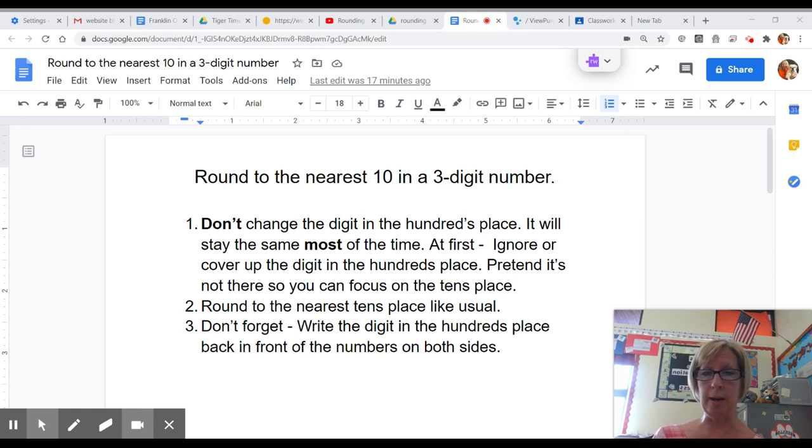A few things I want you to look at. Some are new, some are not. Number one says, don't change the digit in the hundreds place. It will stay the same most of the time. So at first, I want you to ignore or cover up the digit in the hundreds place. Pretend it's not there so you can focus on the tens place. Number two, round to the nearest tens place like usual, and you already know how to do that. And then number three, don't forget to write the digit in the hundreds place back in front of the numbers on both sides.